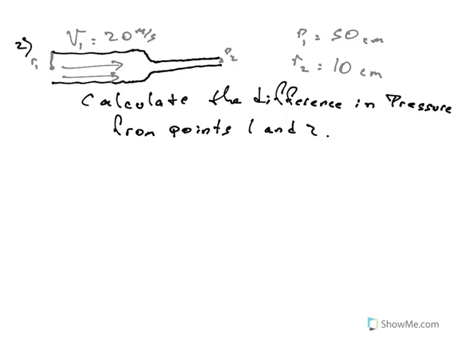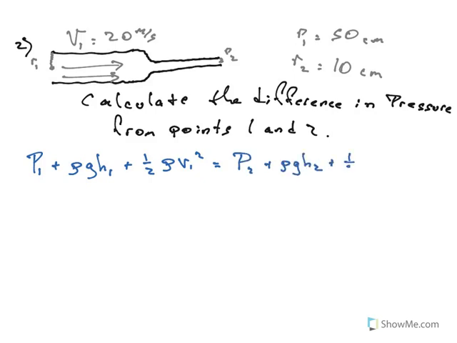So point 1 in the pipe, of course, that's the left side. That's where the pipe is larger. Pipe then constricts down, and we have the other end of the pipe, point 2. And we want to know the difference in the pressure between these two points. Well, the equation we want to use for this is Bernoulli. So Bernoulli says P1 plus rho g h1 plus 1/2 rho v1 squared is P2 plus rho g h2 plus 1/2 rho v2 squared.